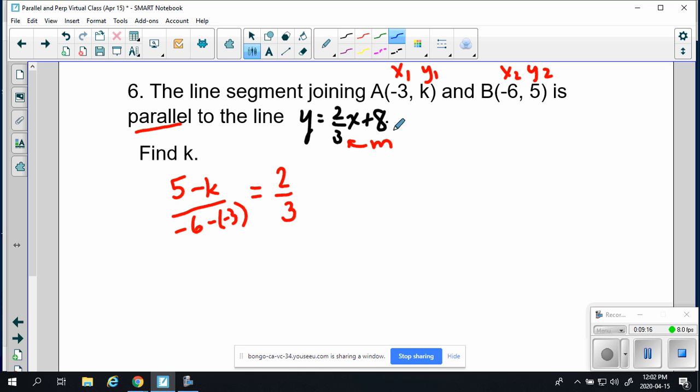So why is the 8 there? It's just there to throw you off. You're expected to understand how to extract that information, that this is the part of the equation that I care about, the clue that's going to help me out. So then we solve.